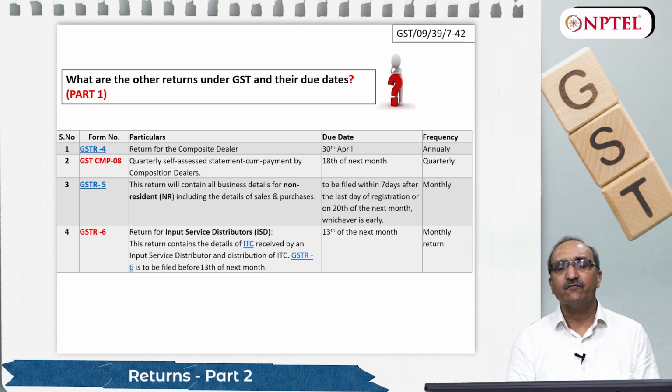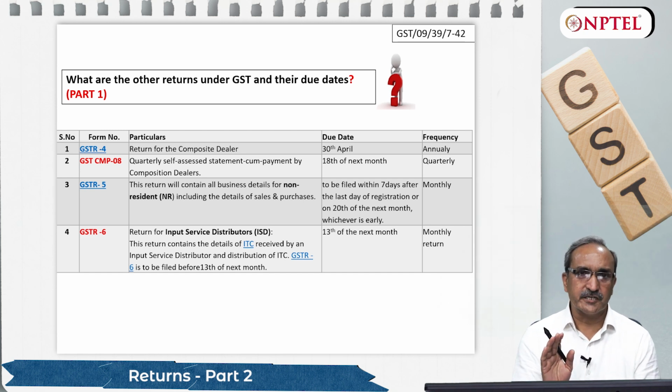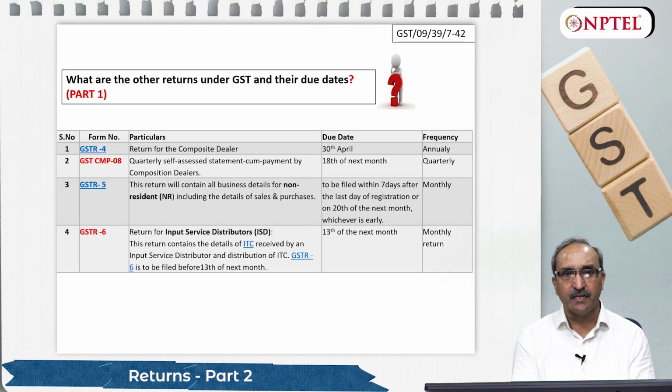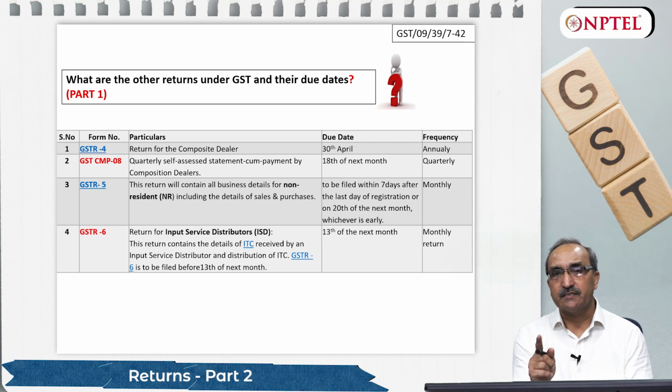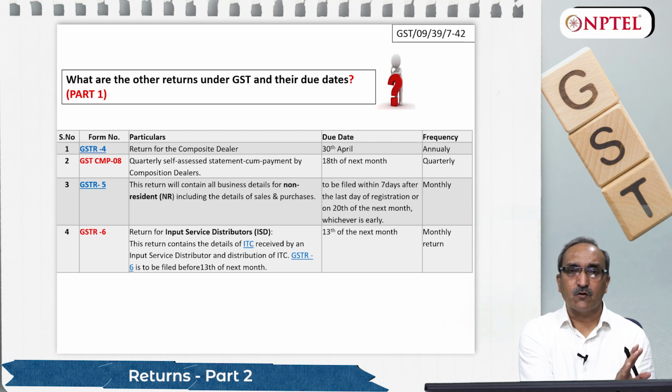So friends, apart from GSTR 1, which is a statement of my outward supplies, my sales, whatever I have done during a particular month, we have other returns also under GST. For different types of people, there are different types of returns. So GSTR 1 was for a normal registered person who is not an ISD, who is not a non-resident person, who is not registered under section 10 as a composite dealer, and who is not dealing with TDS and TCS. A normal tax person is supposed to file GSTR 1.